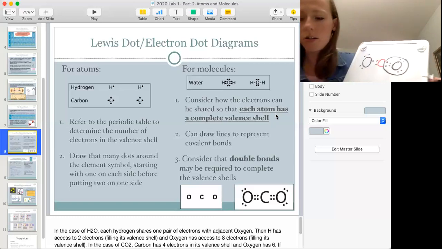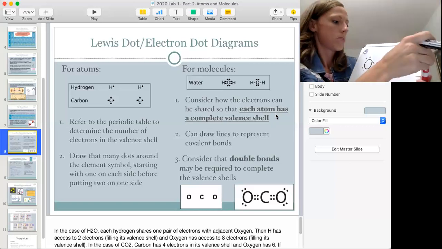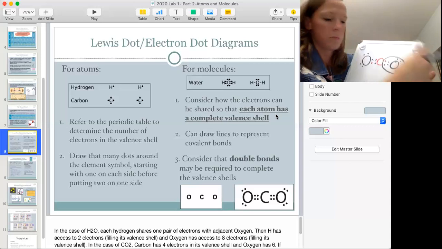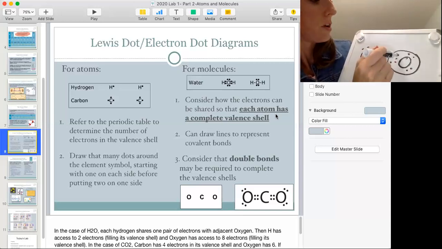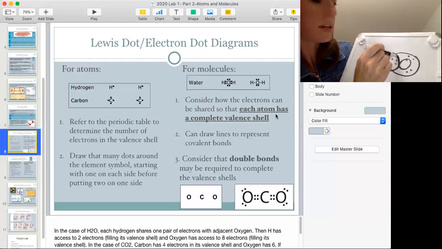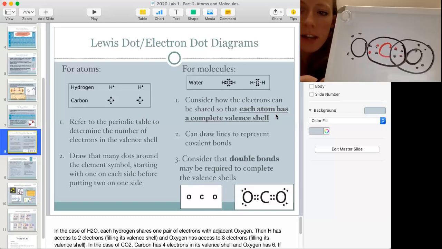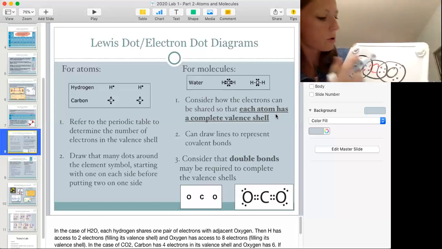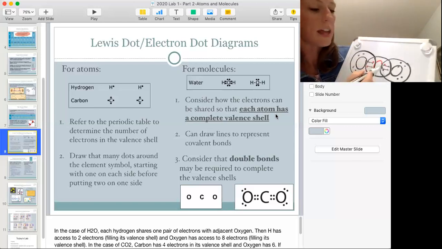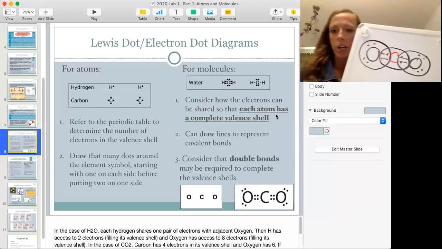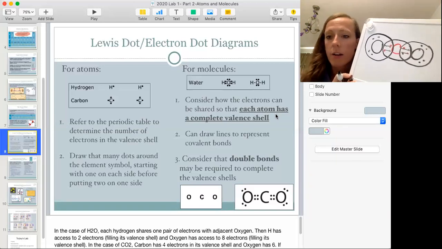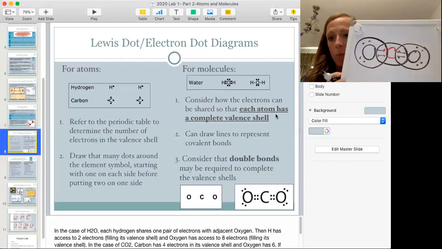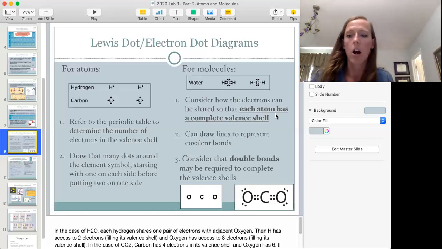I'll show you that clearly. Okay, so here's carbon. It has access to 8 electrons, and it's the same over here. Oxygen has access to 8. So those double bonds really allow for the valence shells to be complete between these different atoms of carbon and oxygen. Okay. All right.